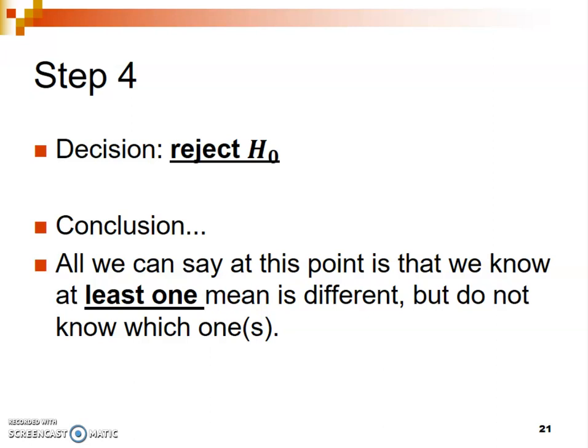But since we have 3 different means, we can't say yet which exactly of the means is different, or if they're all different from each other. We don't know that yet. So we actually have to do an additional step to identify how these means are different from each other. At this point, all we can conclude is that at least one mean is different, but we don't know exactly which ones.